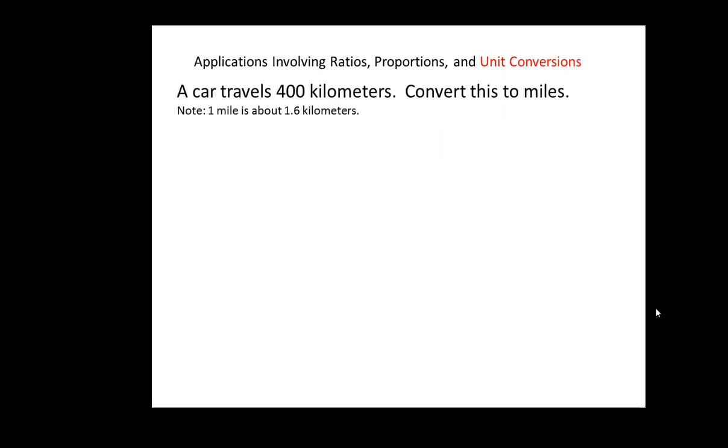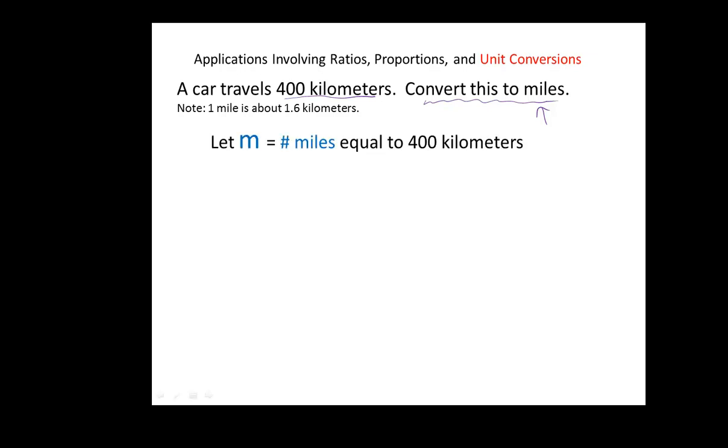Next, we're going to look at unit conversions, and by units, we mean things like feet, or centimeters, or degrees, perhaps degrees Fahrenheit, or pounds, etc. These are different kinds of units. So here's our first example, and you can see that we're given a certain number of kilometers, and we need to convert this to miles. This is our unit conversion. Since we're looking for something, let's set up our variable. M will be equal to the number of miles equal to 400 kilometers.